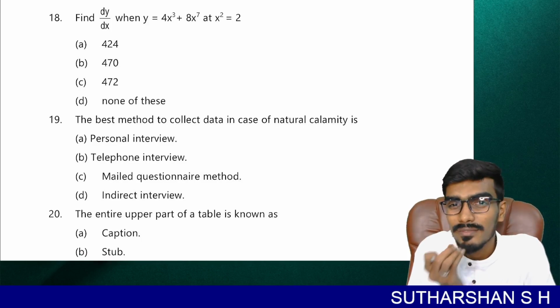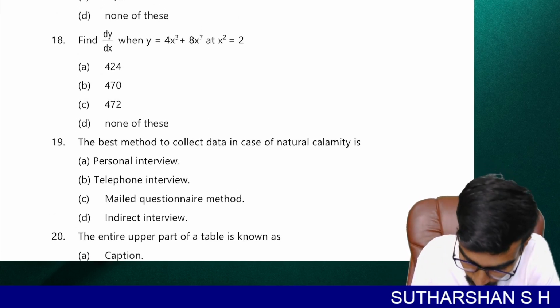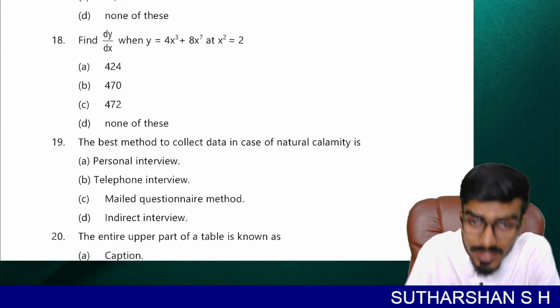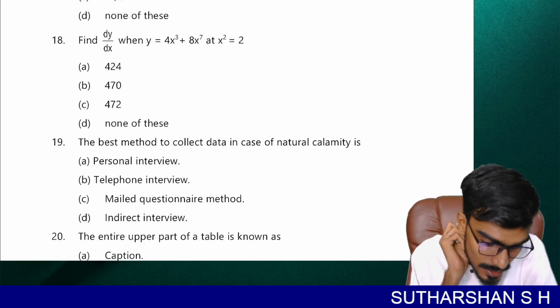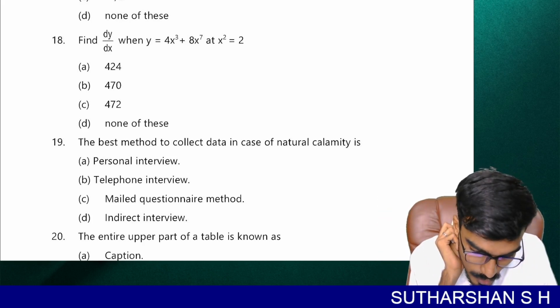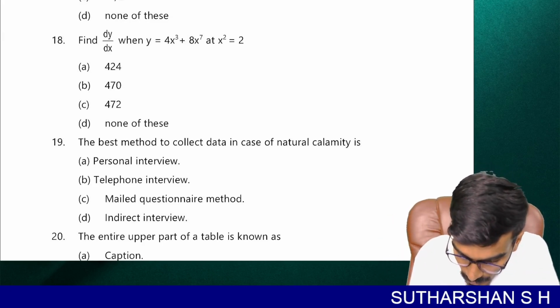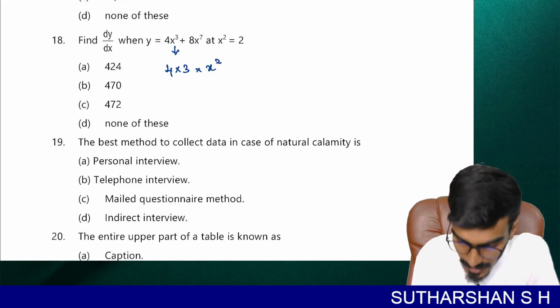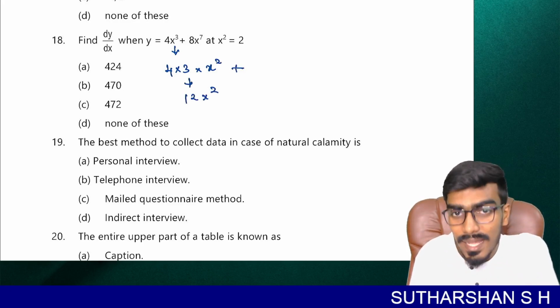Question number 18 is slightly from a differential part, which will be easily done. See, dy by dx has been given to you. Y is equal to 4x cube plus 8x power 7. Now if I do an integration thing, they said x square. First I will do a differentiation. 4 into 3 into x square, which is basically 12x square plus 8x power 7.